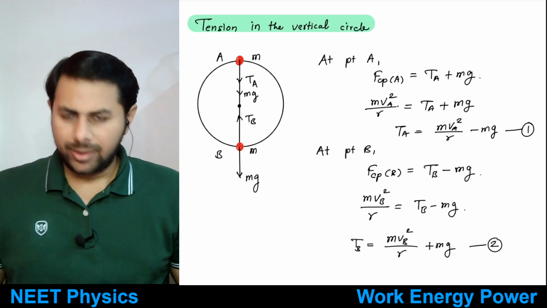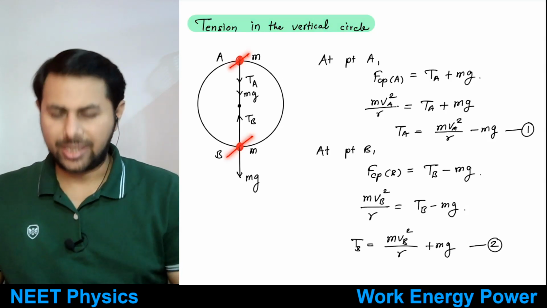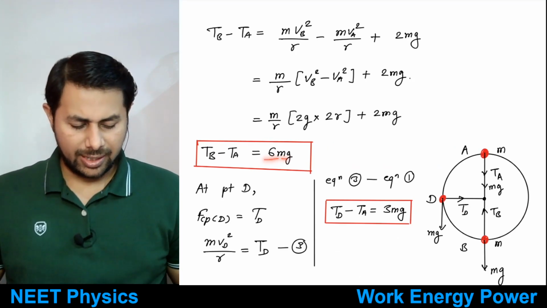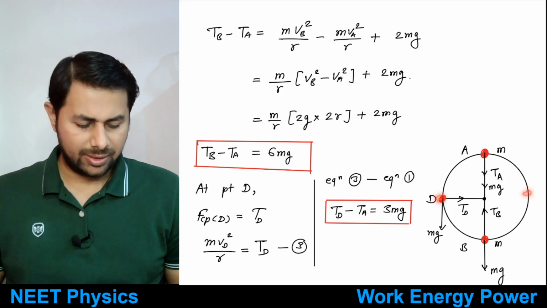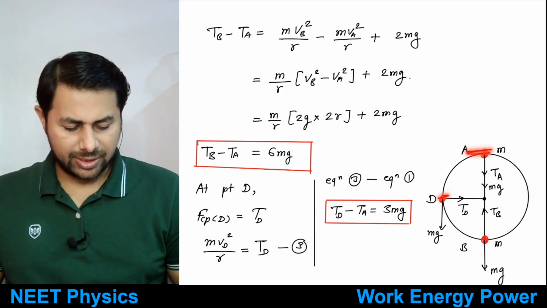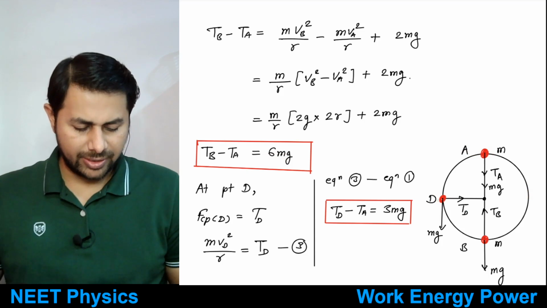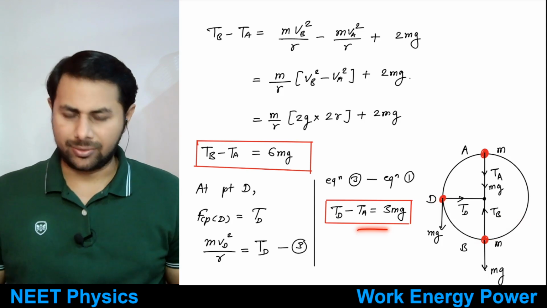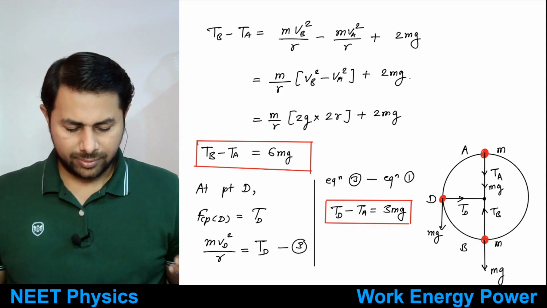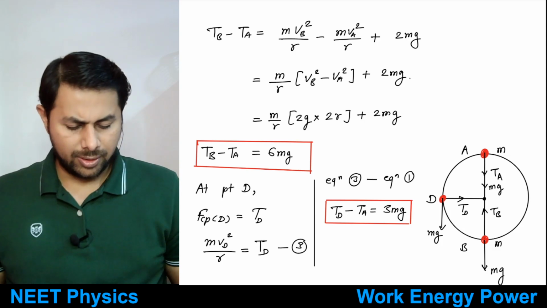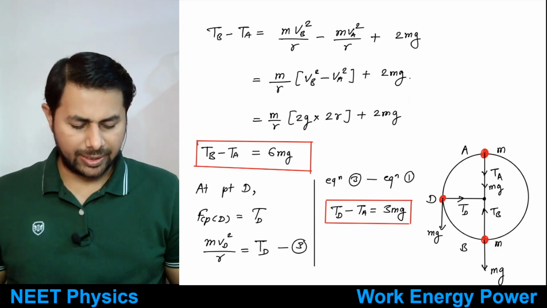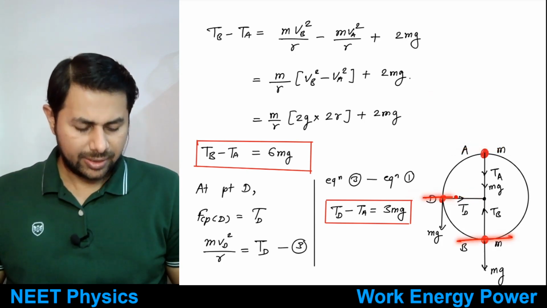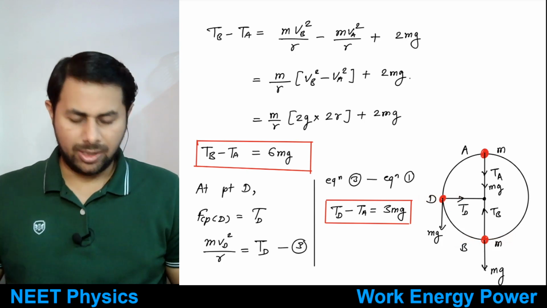Okay, so then we found the tension at B minus tension at A is equal to 6 mg. And if you take point D or point C, then the difference in tension between this and this one would be 3 mg. Okay, and we can find it out using a similar method. The difference in tension at this and this point is 3 mg.